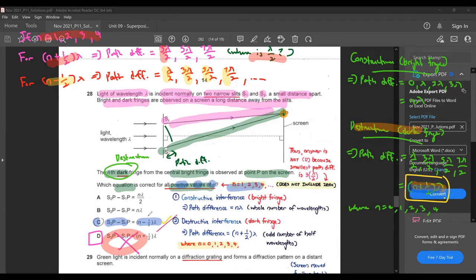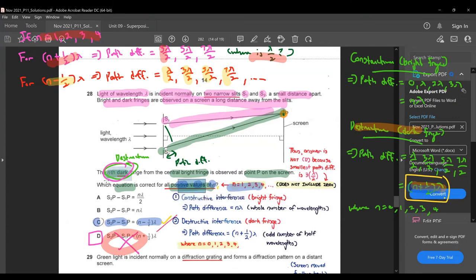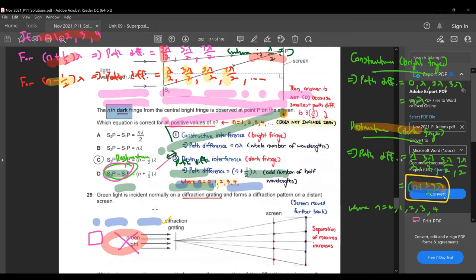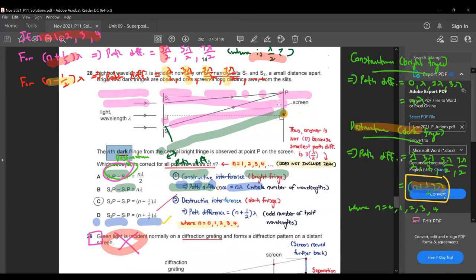All right, so just be careful a bit about the n that they're talking about. Actually, another thing that could also tell you that your n does not have zero is this one. You see, they tell you n-th dark fringe. If they say n-th dark fringe, this one will be starting from 1 already. There is no zero order dark fringe. It's always from 1, okay? So there are two things that will tell you it will start from 1: either all positive values of n, or the fact that they tell you it is n-th dark fringe. There is no 0. Okay? Right, so that one is okay.